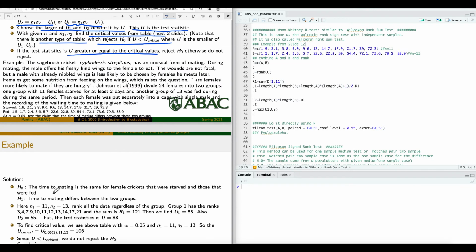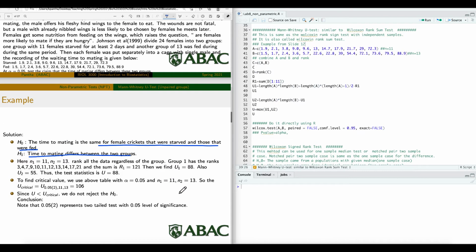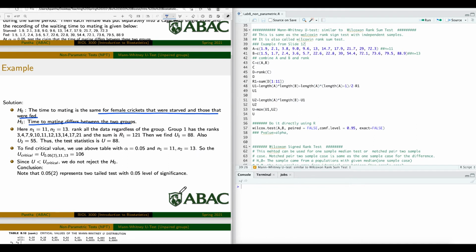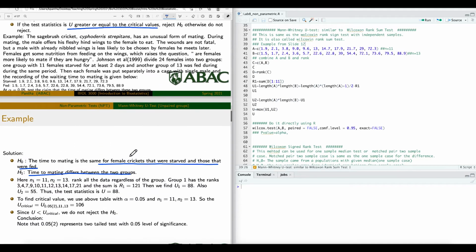Now what is H sub 0? The time to mating is the same for female crickets that were starved and that were fed, and H1 is that the times are different. So now we need to find U1 and U2. To find U1 and U2, you need to find R1. What is R1? R1 is the sum of the ranks in the first sample, but to find R1, we need to rank all of these.